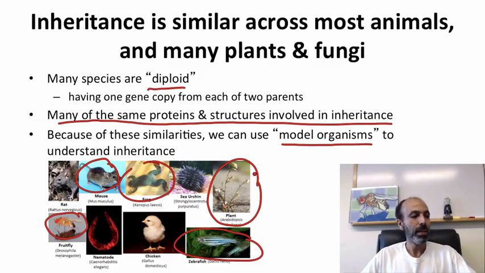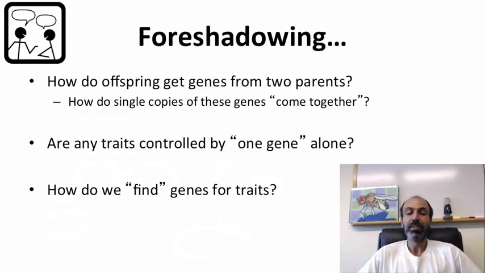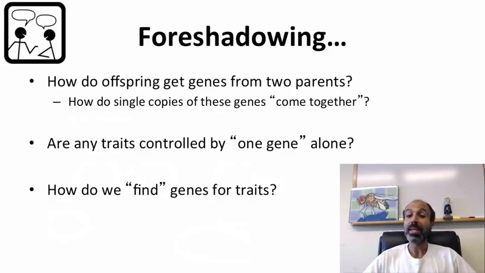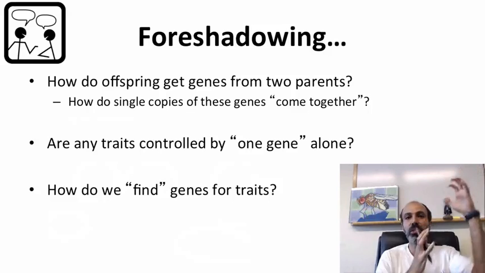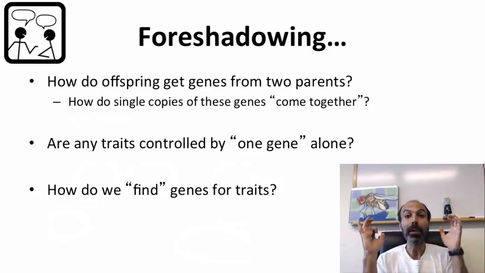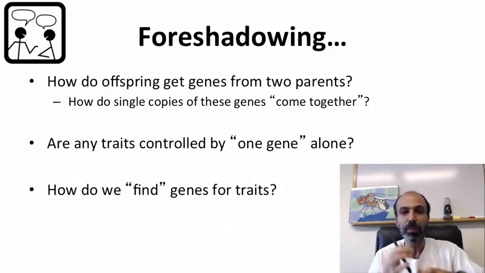Now let me just give you an idea of what's to come. Foreshadowing. These are some questions to be thinking about. I'm not asking you them just now. How do offspring get the genes from their parents? Basically, how do these single copies of all the genes in the genome from your dad and from your mom come together and fuse into what becomes your genome?